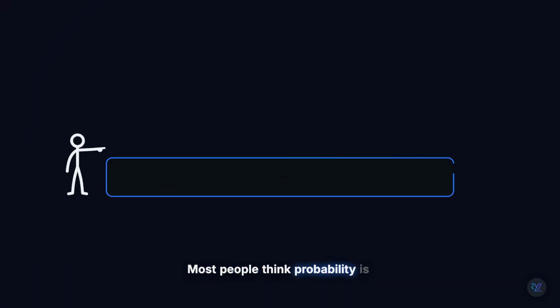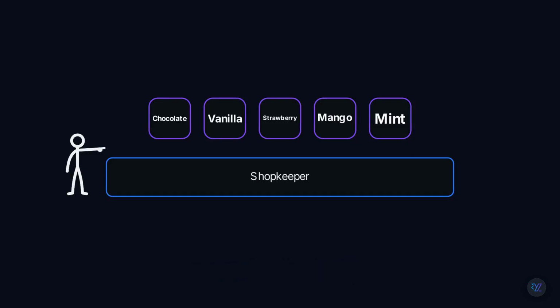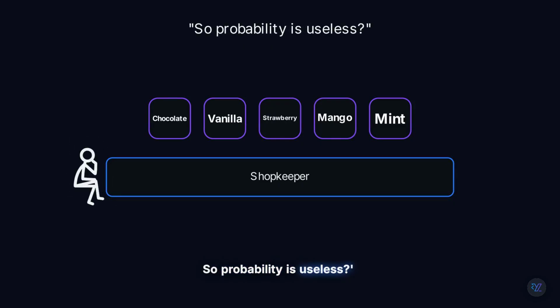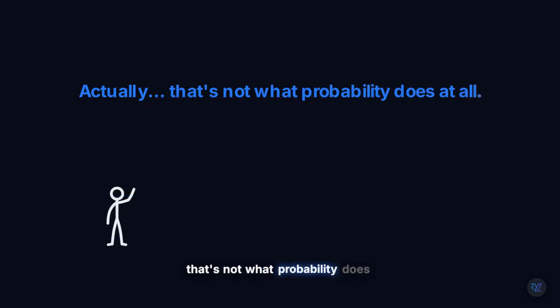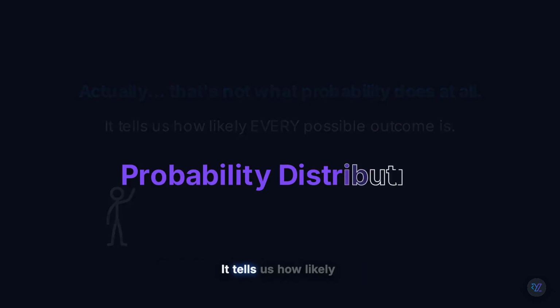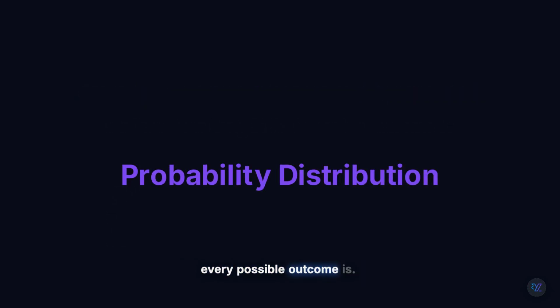Most people think probability is supposed to tell you exactly what's going to happen. Let's see. Which flavor will I get? I don't know. So probability is useless? Actually, that's not what probability does at all. Probability doesn't predict one outcome. It tells us how likely every possible outcome is.